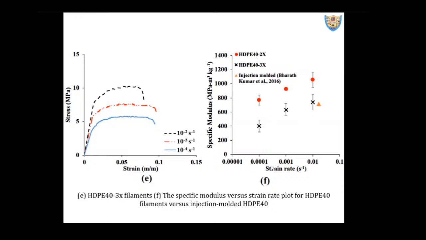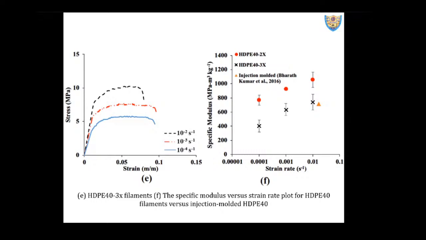So here, the figure F shows the specific modulus versus strain rate plot. And here, I want to make one point very clear: okay, fine, you have developed a filament, but before going for 3D printing, you should assess whether I may get some better properties in 3D printing or not. If you're not getting it, then there is no point. It doesn't make any sense for exploring 3D printing at all.